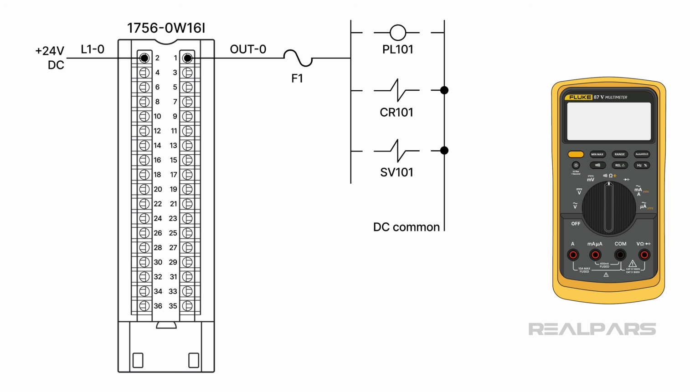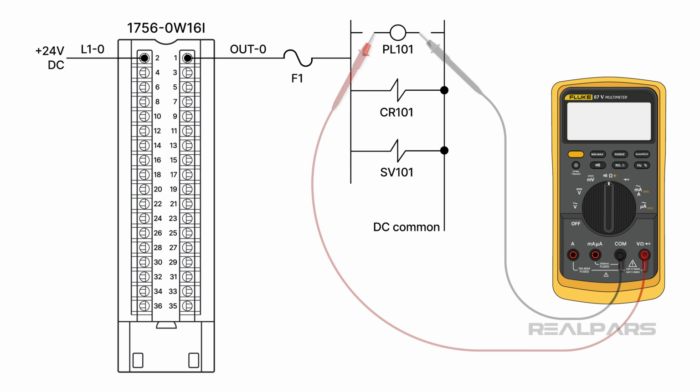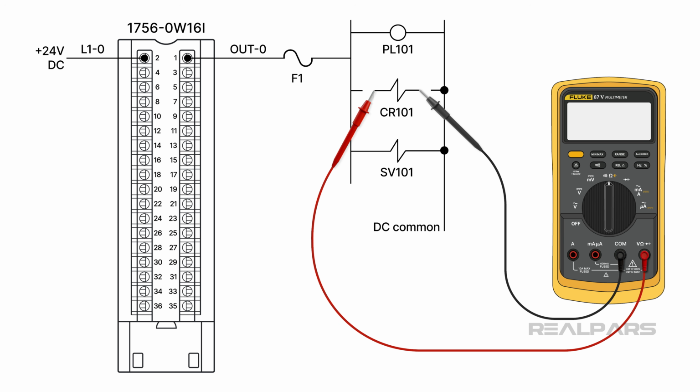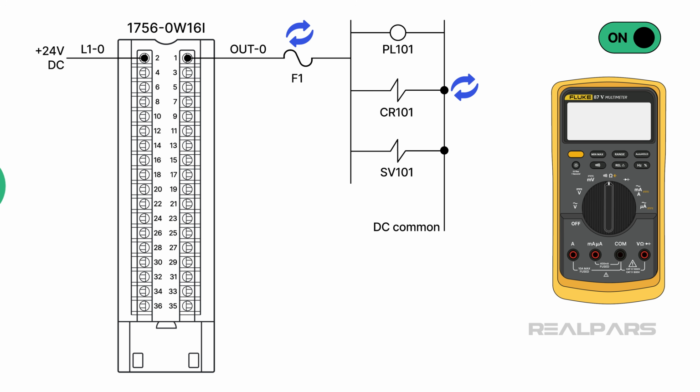It's a process of elimination. We'll start with the easy-to-remove pilot lamp. Its measured resistance is 56 ohms, so that's not a problem. Next, we'll isolate the control relay. Its resistance is 0 ohms. We've found our culprit.